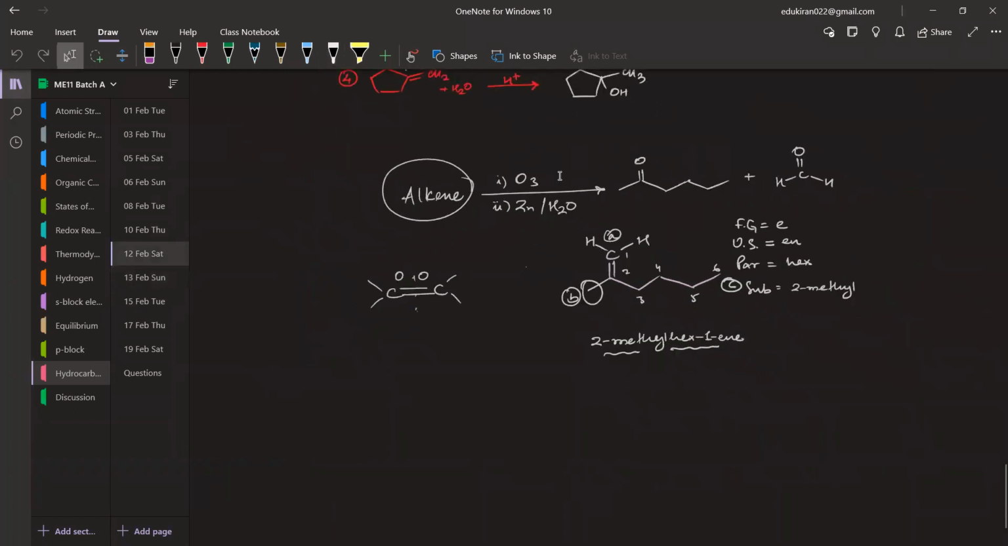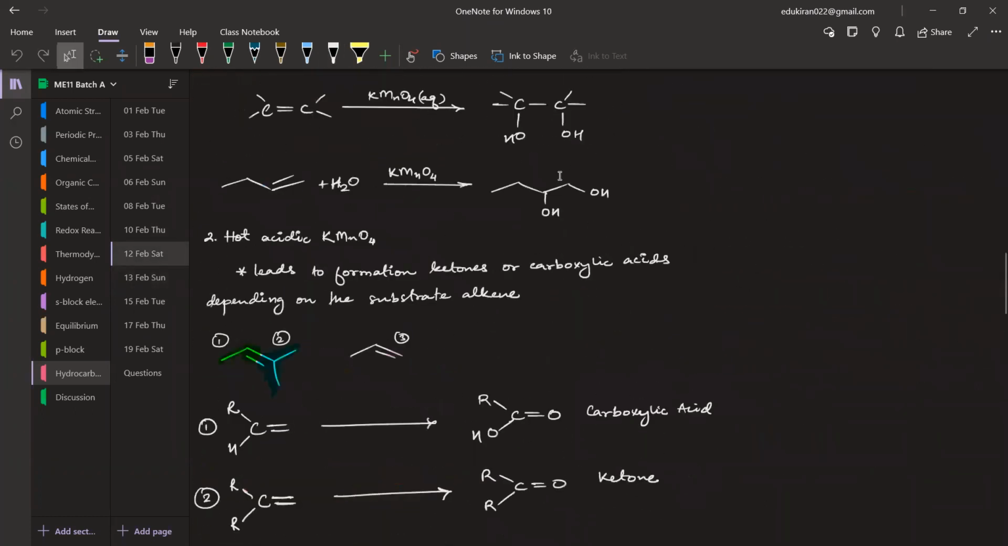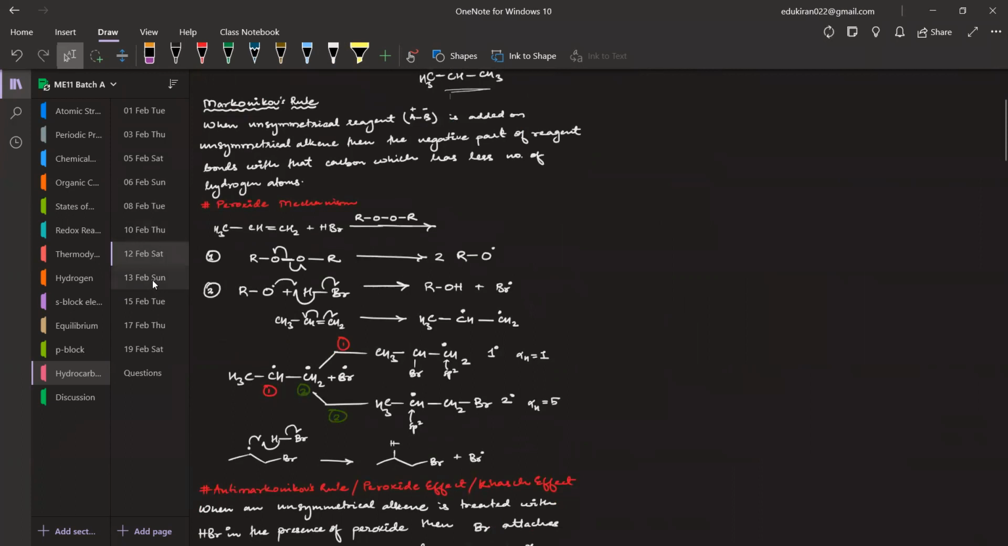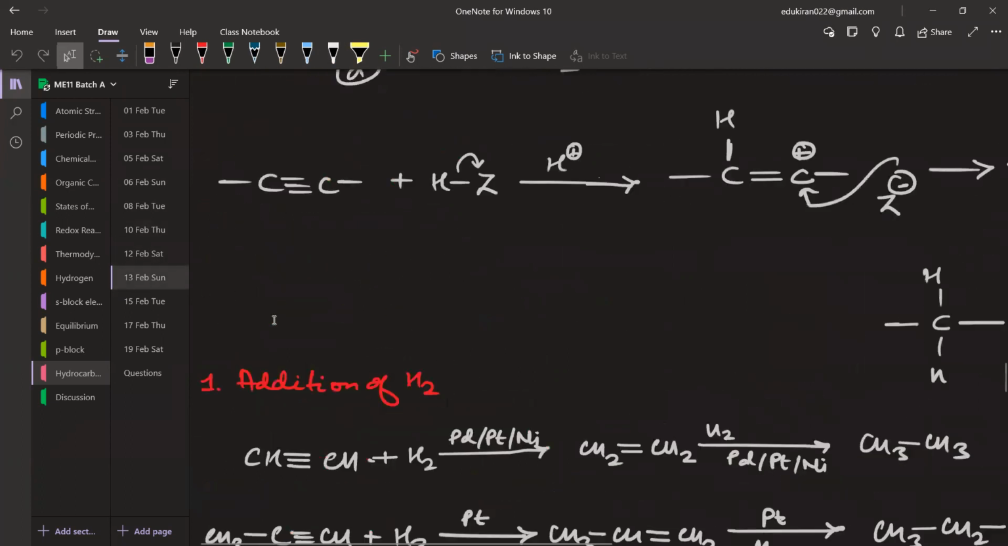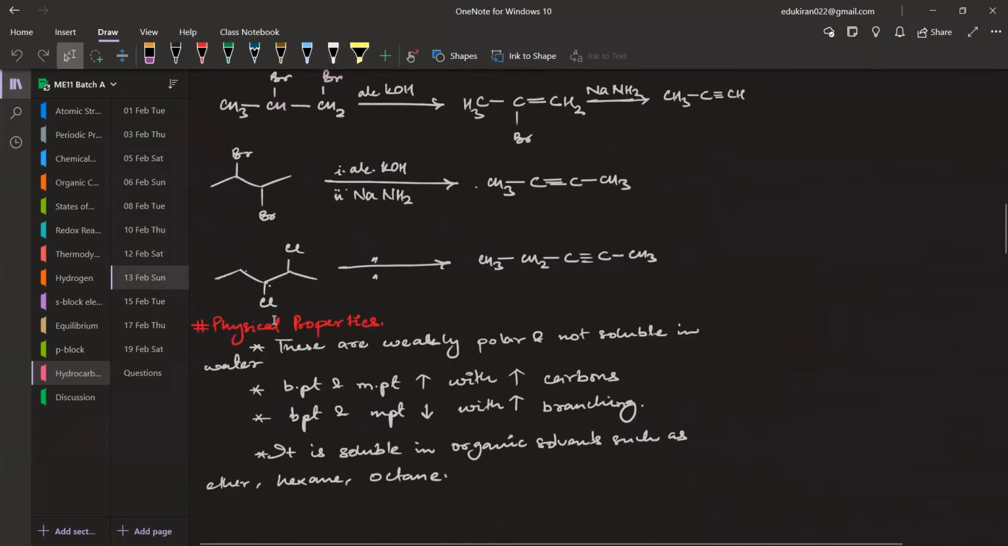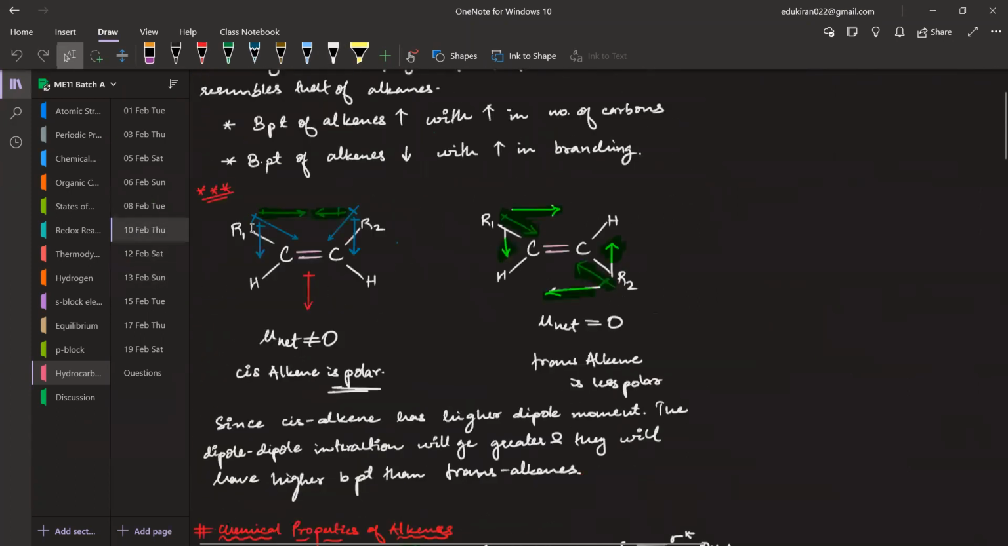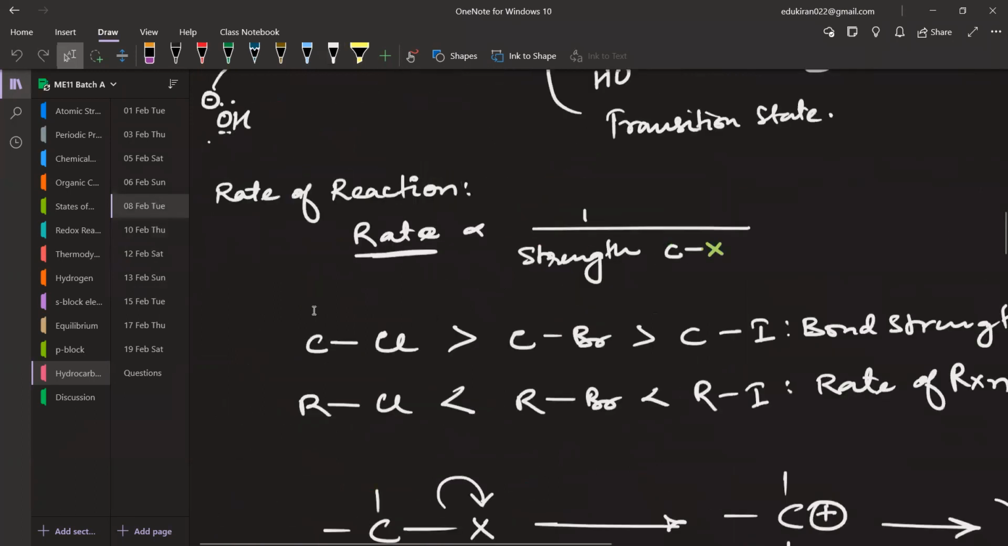Wait a second. See, you are going to get Markovnikov, anti-Markovnikov. This is also going to happen. Peroxide mechanism is also going to happen. So all of these things are again coming. Physical properties, alkynes. Physical properties of alkenes will also happen.